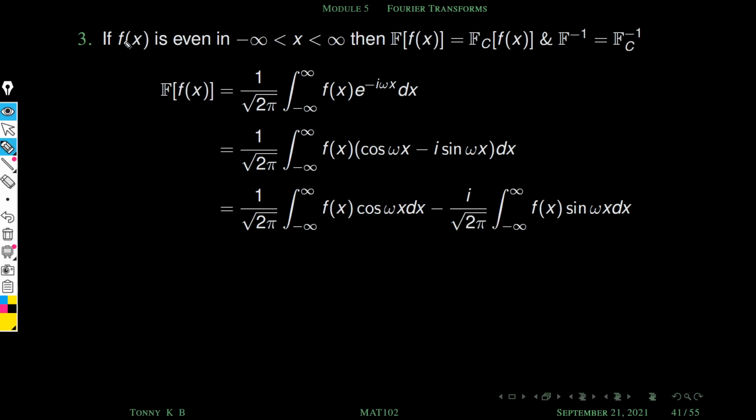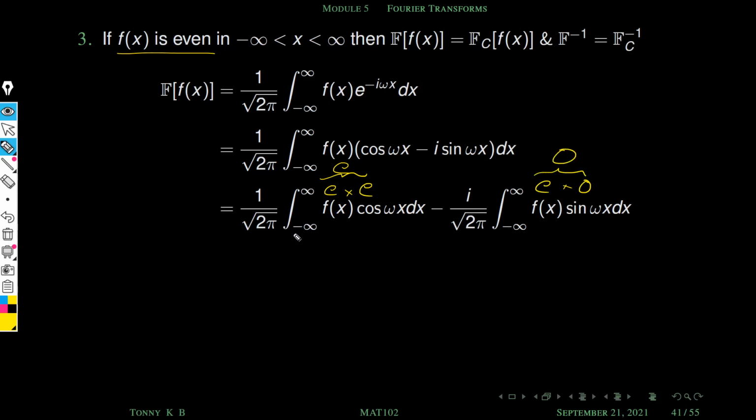Now here it is given that f of x is an even function. And what about cos? The cos function is also even. So even into even is again even, so this integrand is even. And what about the second integration? Here f of x is even, that is given, and we know that sine is an odd function. So even into odd is an odd function.